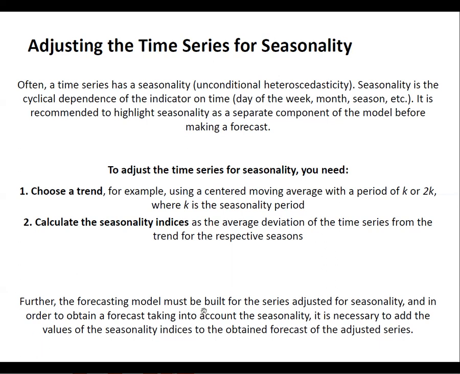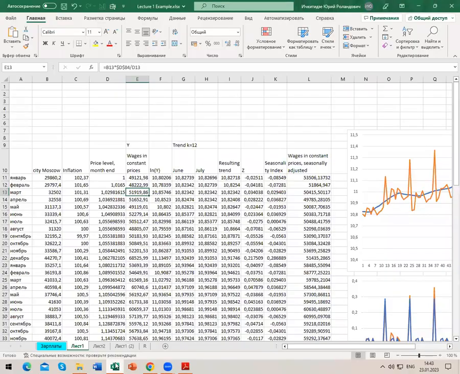Now let's look at the example. In this example, after adjusting the variable for inflation, we should use a multiplicative model and take the logarithm of the variable. So here we've got a logarithm of the variable in constant prices, and now we should adjust it for seasonality.